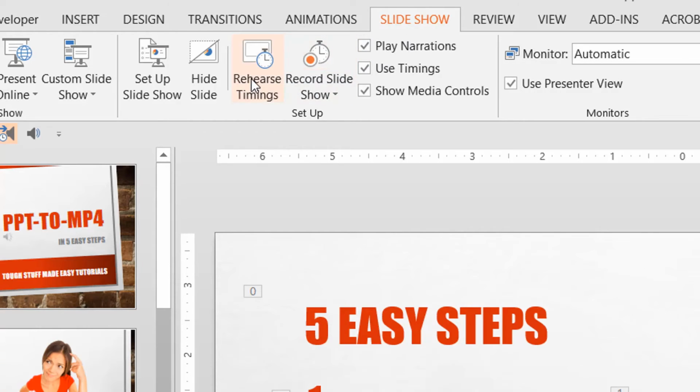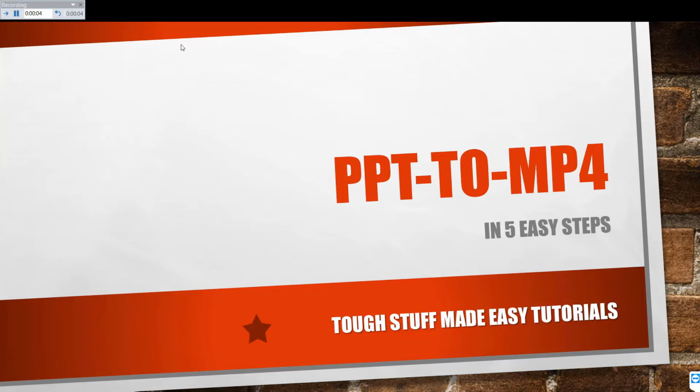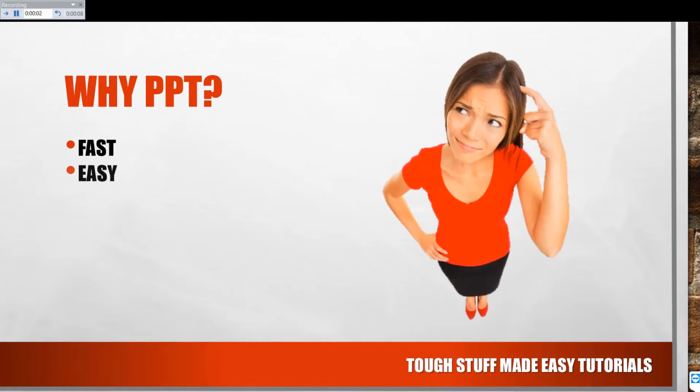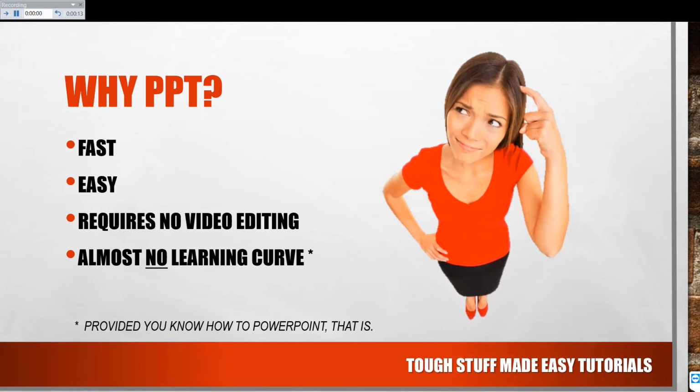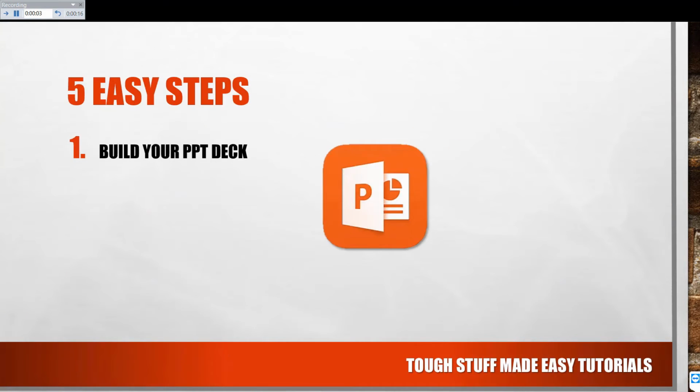From the Slideshow tab, select the Rehearse Timings button to launch the presentation. Then, simply listen to the audio narration on each slide and click your mouse button or tap the spacebar on your keyboard to set the timing for each movement, animation, and transition in the deck.